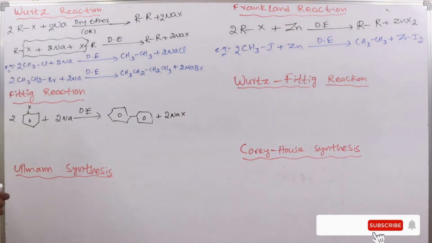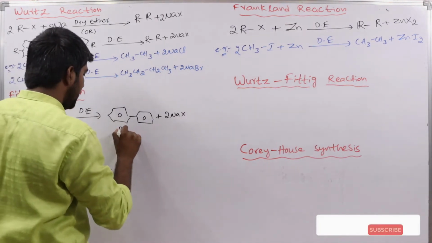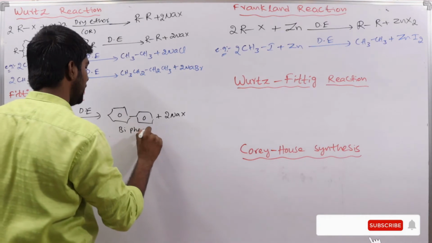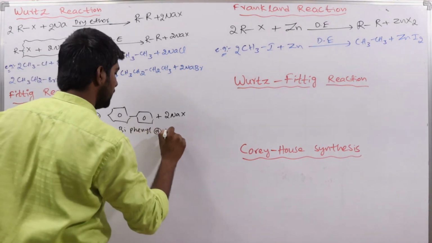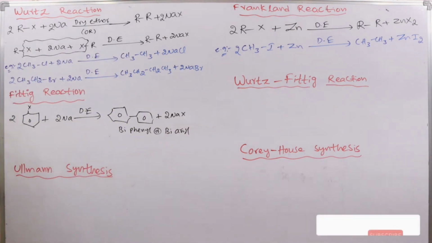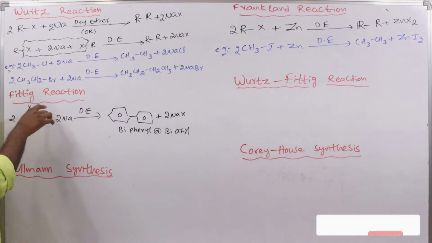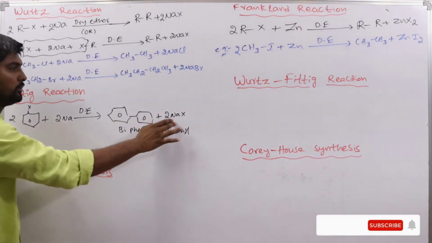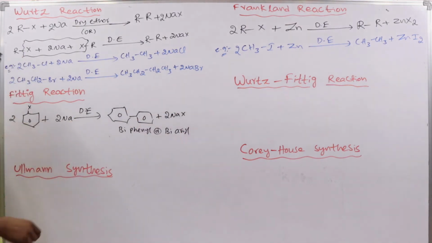Clear? What is the product here? Biphenyl, also called biaryl. Biphenyl or biaryl product is formed. Here also, very simple: the halogen goes away with the sodium as sodium halide, and there is a bond formation between carbon of one ring and carbon of another ring where we are removing the halogen.